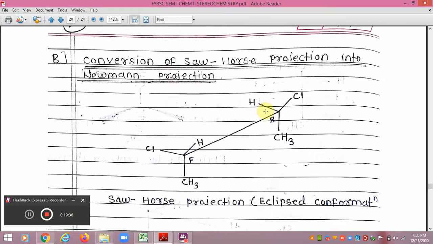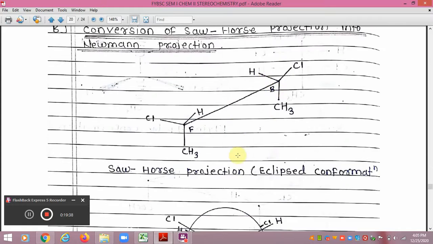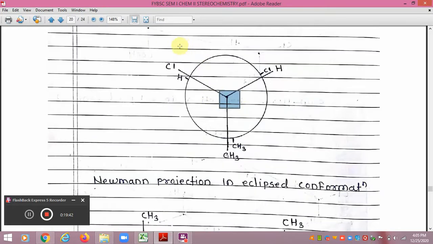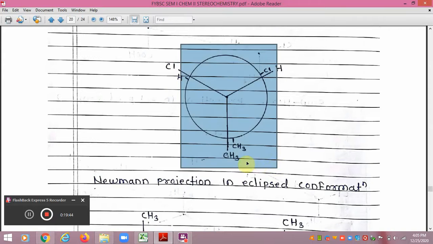Similarly, we can apply the same thing. This CH3 is also pointing in the downward direction with respect to CH3. One group is here and another group is here. So this is the projection that we call the Newman projection.